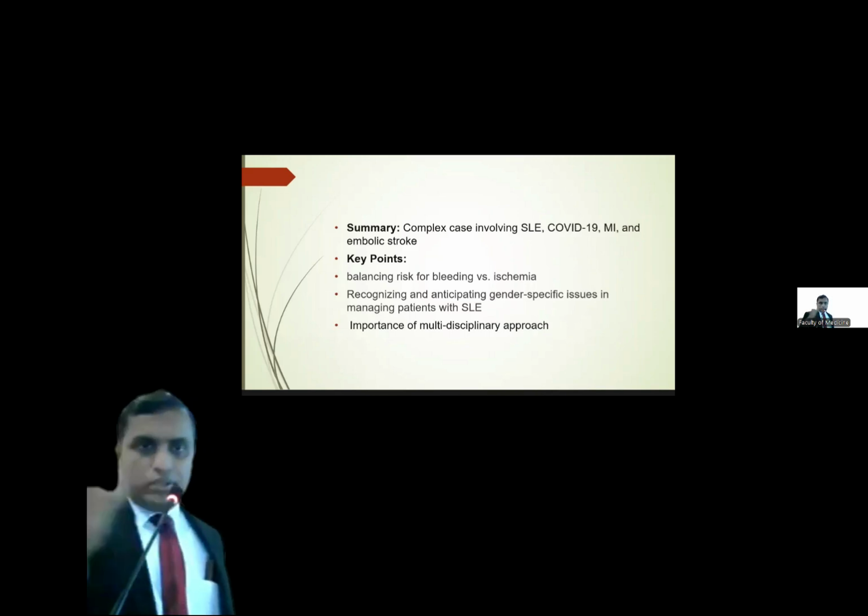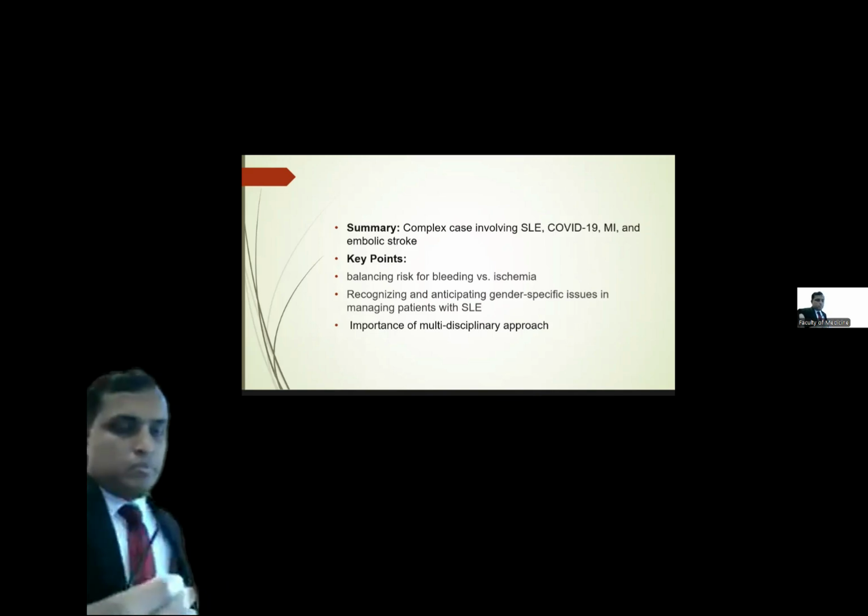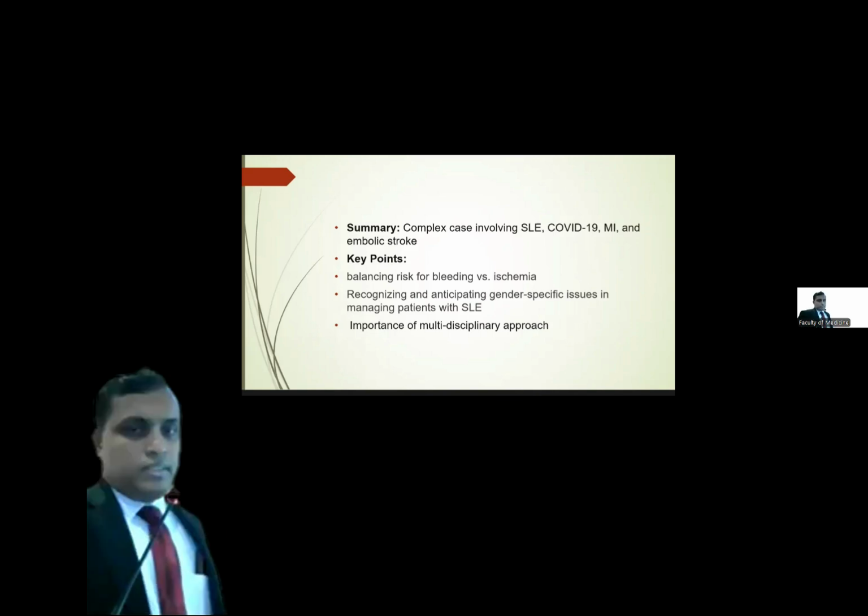So this is a complex case involving SLE and a history of COVID, recent myocardial infarction, and stroke. In these situations, we have to balance the thrombotic risk and the bleeding risk. Another thing is that because she wanted to get pregnant, she stopped her medication, and probably this contributed to this presentation.